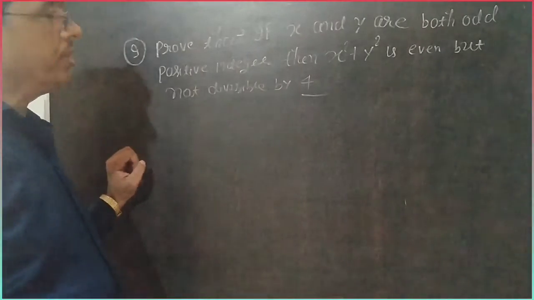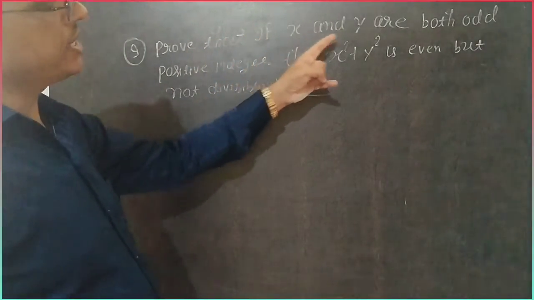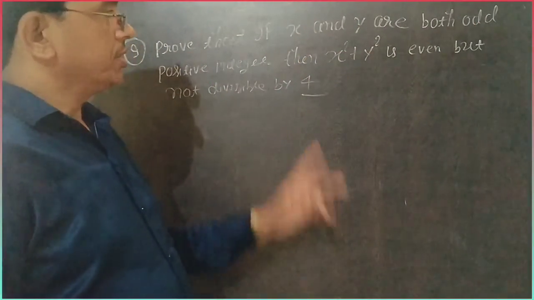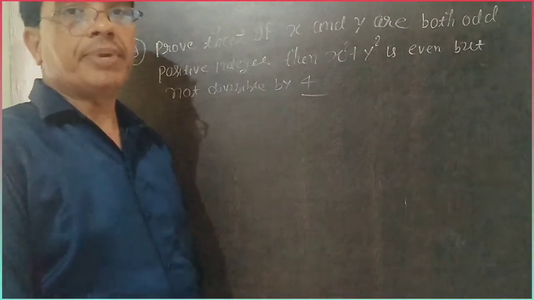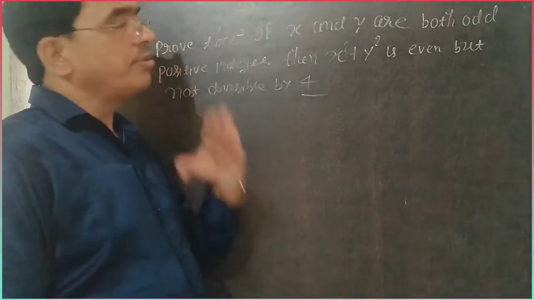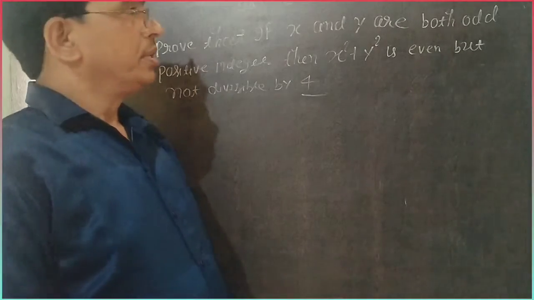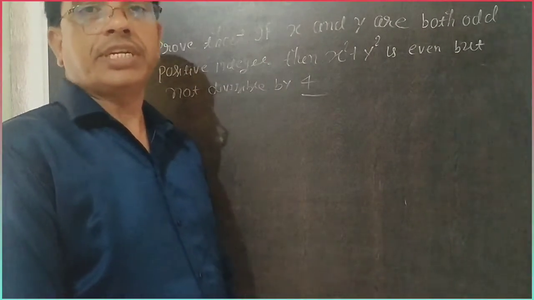Question number 9 of exercise 1A: prove that if x and y are both odd positive integers, then x square plus y square is even. That means it is a multiple of 2, but not divisible by 4. That means it is not a multiple of 4. If x and y are odd and both are positive.